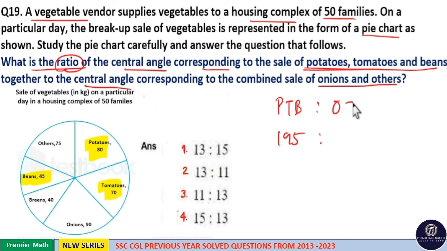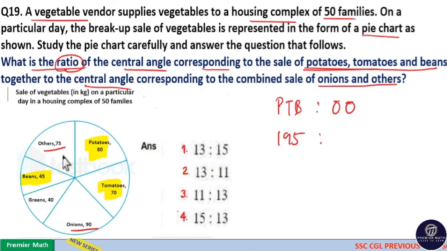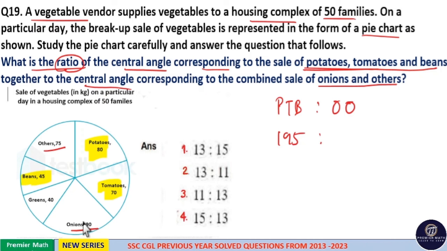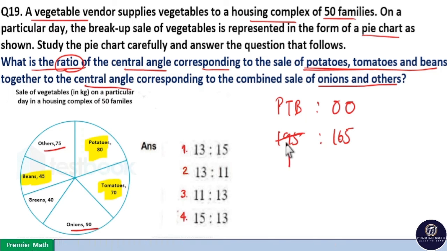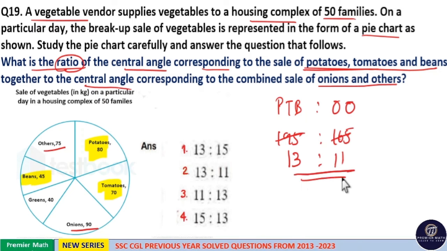Now we need onion and others. So take onion and others. Onion is 90, others is 75. So 90 plus 75 is equal to 165. Now if you cancel with 15, 15 goes one time in 19, remaining 4, 45. 15 goes 3 times in 45. 15 goes one time in 16, 15 goes one time in 15. So 13 is to 11. Option 2 is your answer.